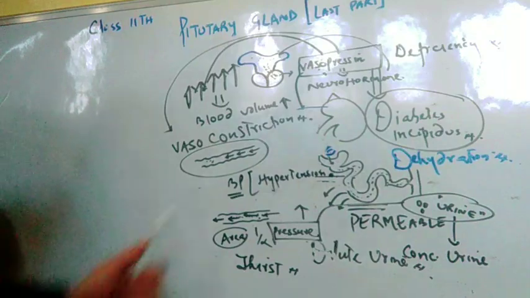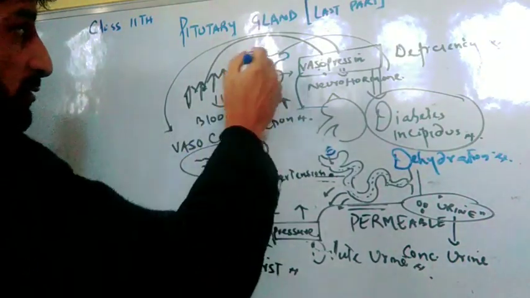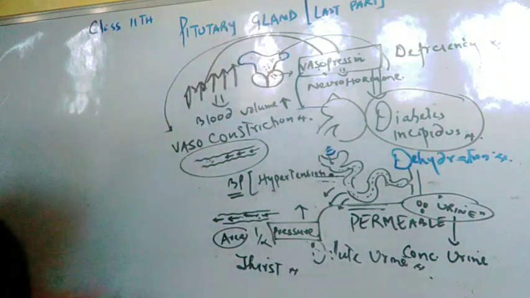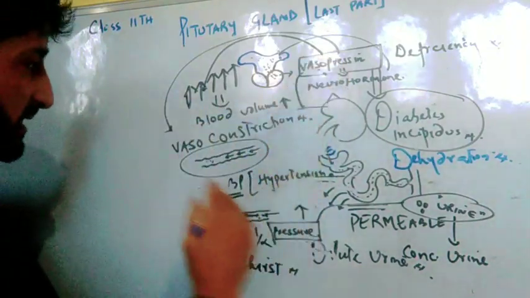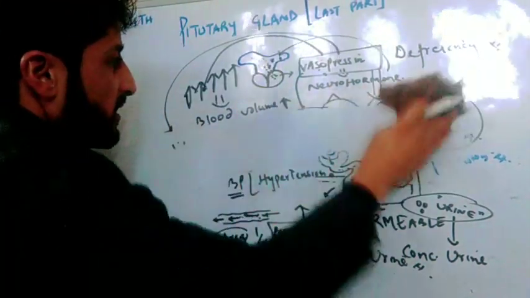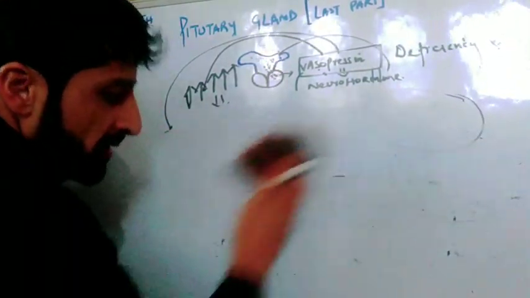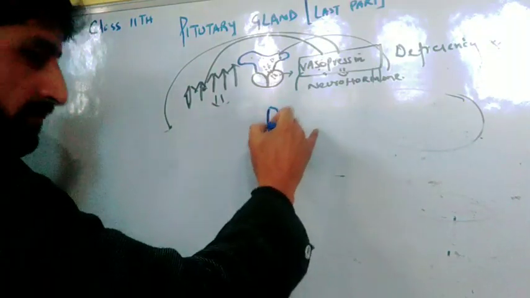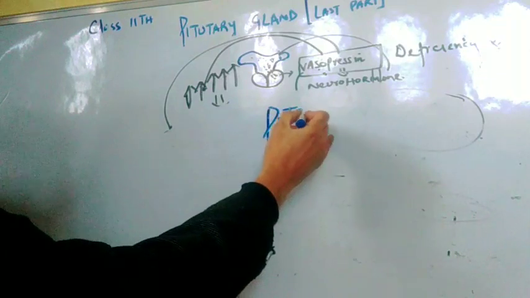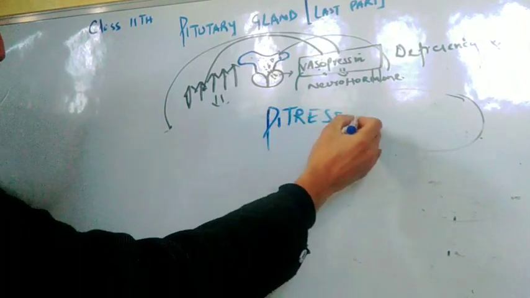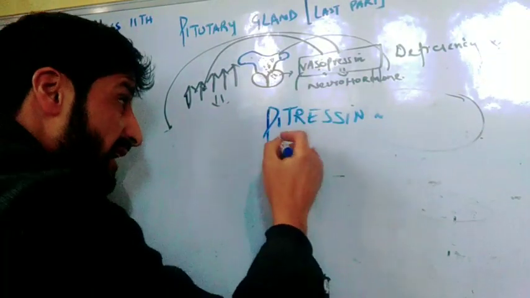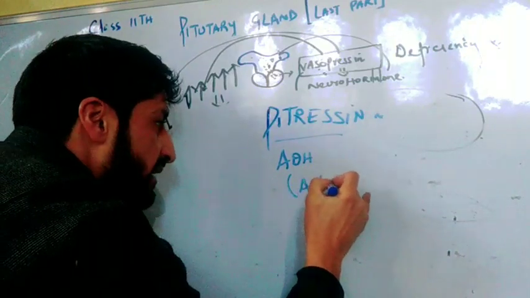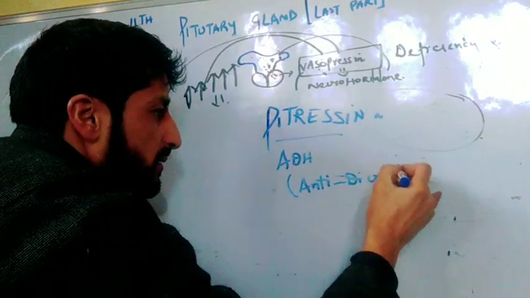Now, you should also remember that this vasopressin hormone is stored in the posterior lobe of pituitary gland. This vasopressin hormone has another name, pitressin. Vasopressin has another name that we call ADH, antidiuretic hormone.